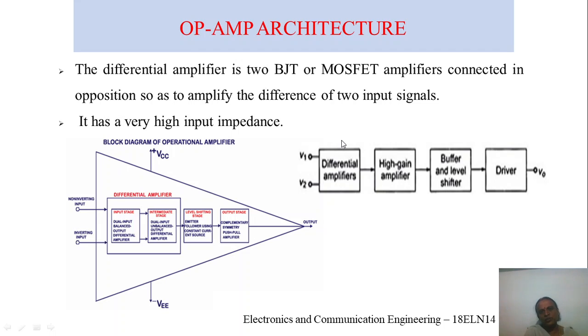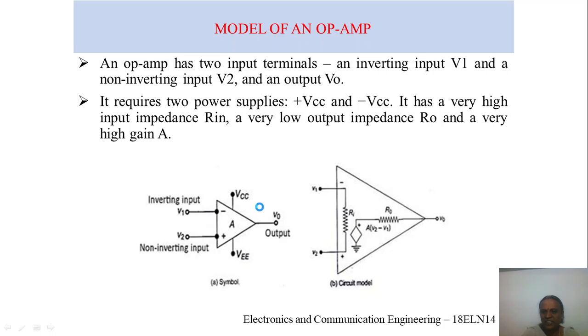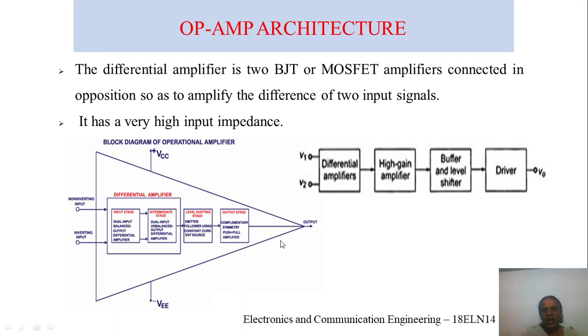Now we are going to come back to the architecture point of view. In the architecture, we are going to see how the op-amp consists of the other blocks. As I told you, it has two voltage levels V1, V2, inverting and non-inverting, and the output pin number 6 as V0. In between, it is represented as a block diagram with the input block consisting of the differential amplifier, followed by the high gain amplifier, next connected to the buffer and level shifter, next connected to the driver.